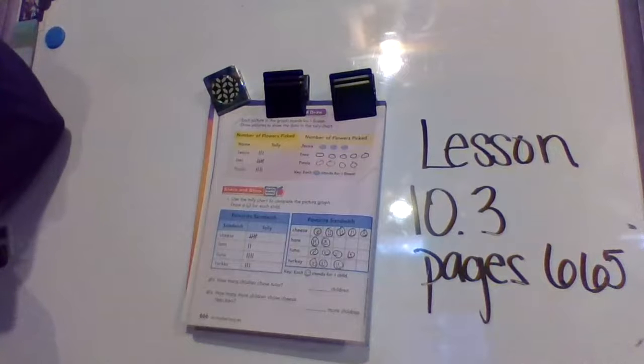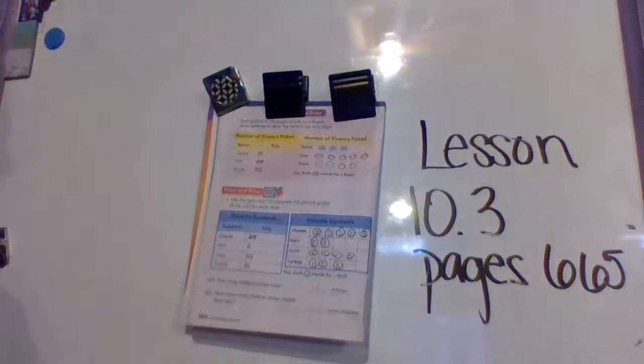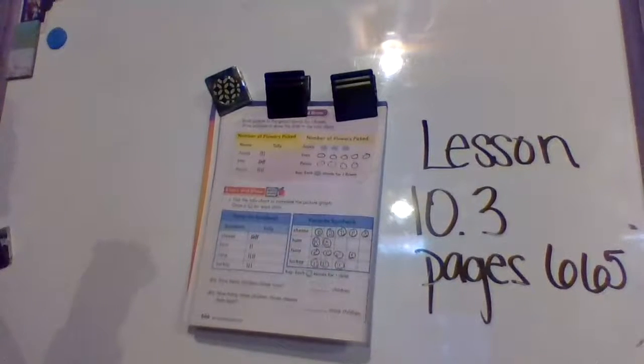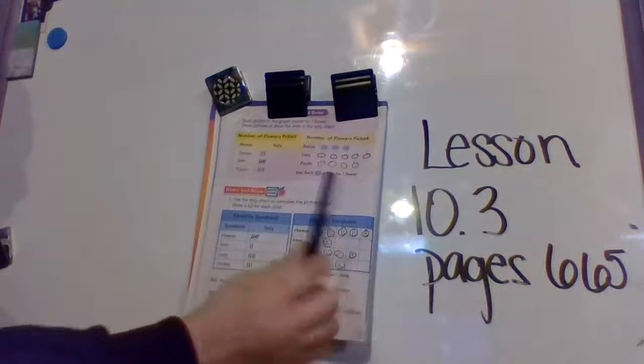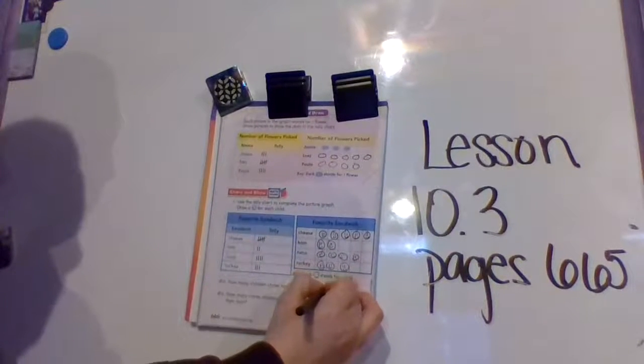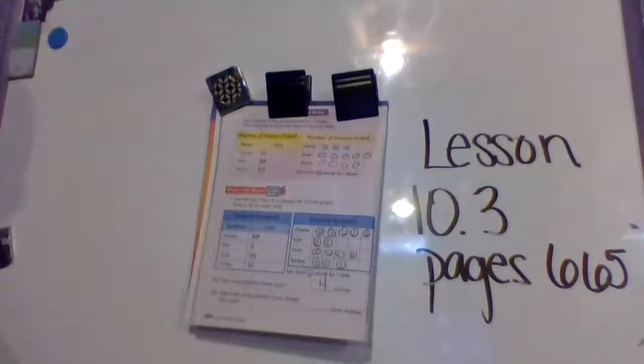So number 2 says, how many children chose tuna? So you want to go up to your picture graph. There's tuna, and you're going to count how many smiley faces are next to that tuna. Well, let's count them. 1, 2, 3, 4. So 4 children chose tuna.